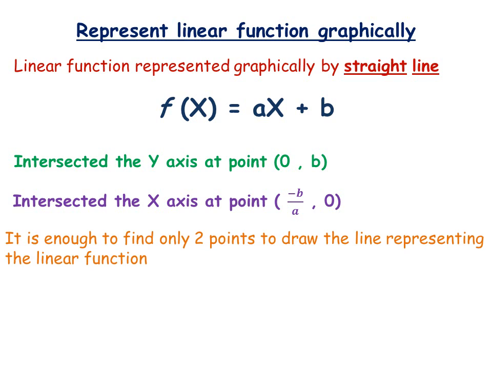And we know that we can draw a straight line by determining two points, only two points. So when I want to draw a line representing this function, I only want to find two ordered pairs. But for insurance of my correction, I will draw three points. And I will be sure that my drawing is right and correct if these three points are collinear. If these three points are not collinear, I will know that I had made a mistake.